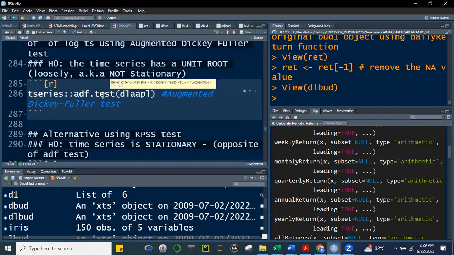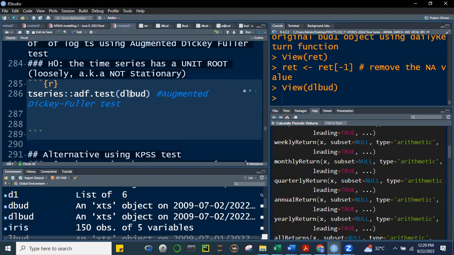So we can do statistical testing to see if our data is stationary. We will test two things, class. First, DBUD, the difference of BUD. Then second, Control C, Control V, the DLBUD. Okay? We just want to compare whether the difference of BUD was already sufficient. Is it already stationary? So we're using the ADF.test, no? This is the augmented Dickey-Fuller test, and this is coming from the tseries package.